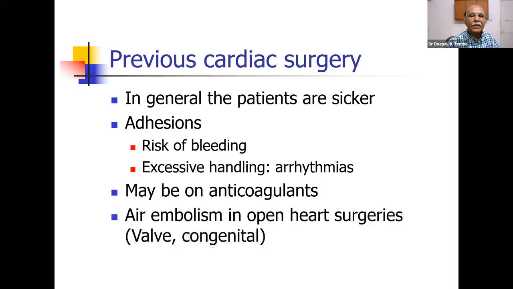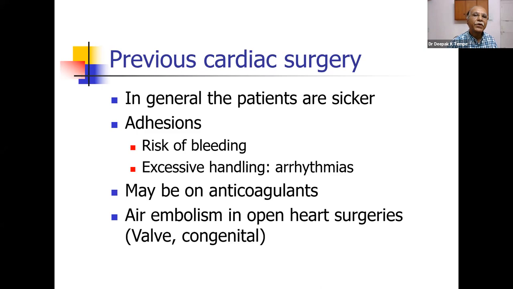Then because the surgeon is not able to mobilize the entire heart, the maneuvers that he performs to de-air the heart at the end of the procedure may not be adequate, especially in patients who undergo valve surgery or congenital heart defects, thereby exposing them to the risk of air embolism at the end of the bypass. So these are the various categories of risks that patients who undergo a repeat surgery carry, and we should take measures to minimize them, or at least explain to the patient what the risks involved are.